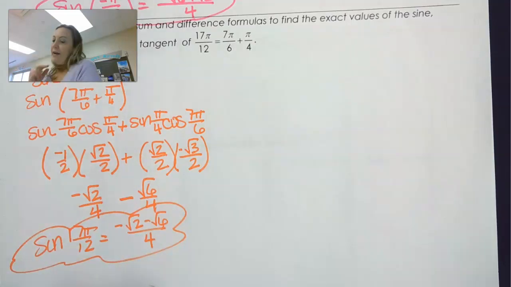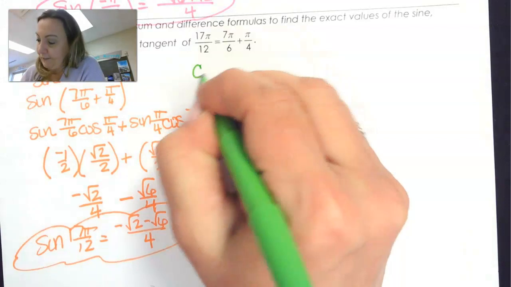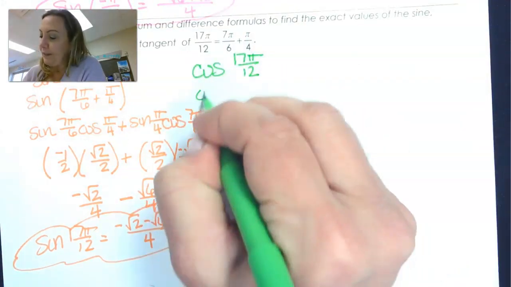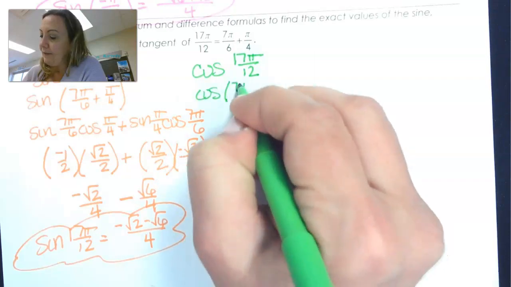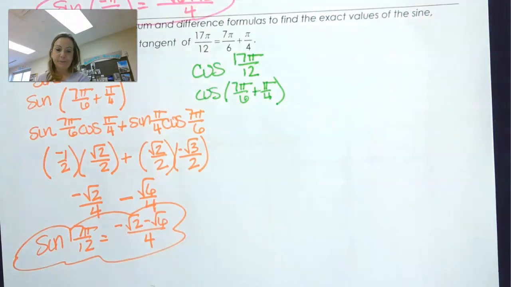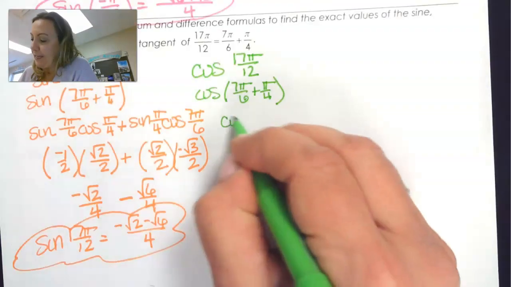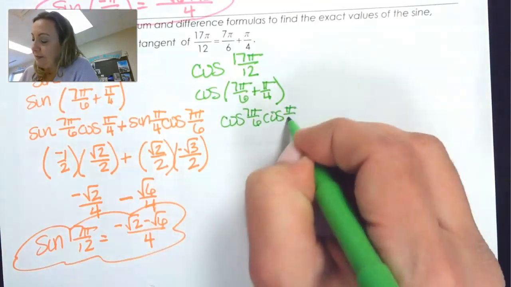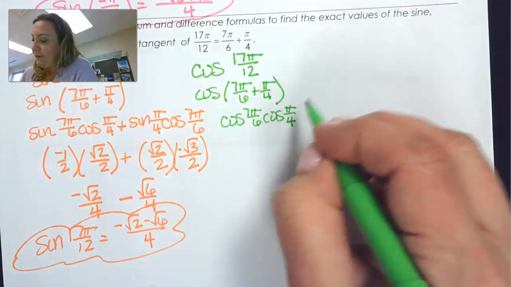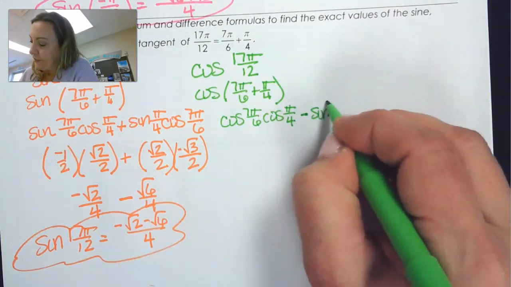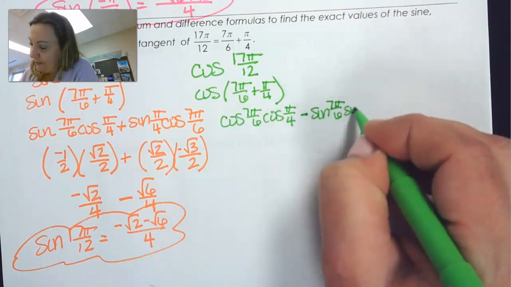Okay? So let's use the cosine. Similarly, the cosine of 17 pi twelfths, we're going to think about as the cosine of 7 pi 6 plus pi fourths. And if we look at the cosine formula, what we do is we take the cosine of the first times the cosine of the second, and then we use the opposite sign, so minus the sine of the first times the sine of the second.